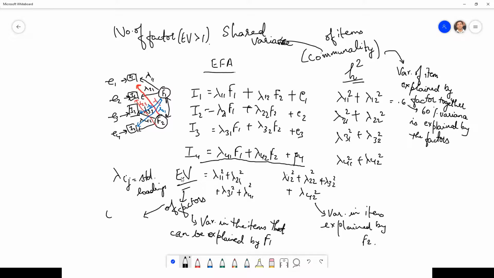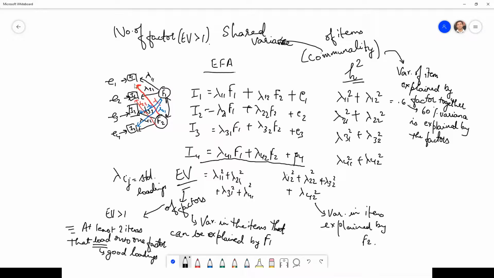What does it mean if we say that there is an eigenvalue greater than 1? What will it imply? An eigenvalue greater than 1 will imply that there are at least two items that load onto one factor. Loading means they have good loadings. Okay, good loadings. Let me give you an example.